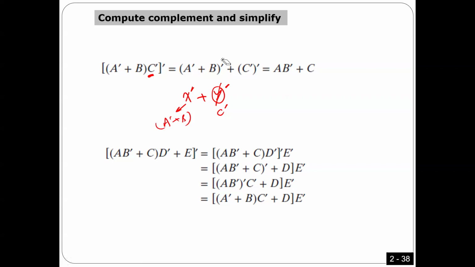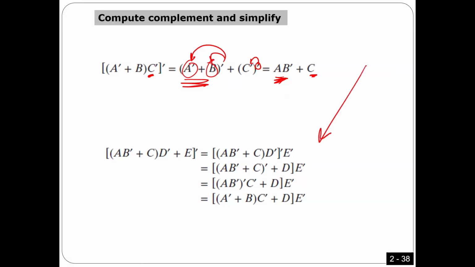And now, the inversion of the inversion, I'm going to get C. And I can apply De Morgan again here. You have one term OR one term. So I'm going to invert the first one, invert the second one, and any OR should become AND. That's what I did here. Same thing here.